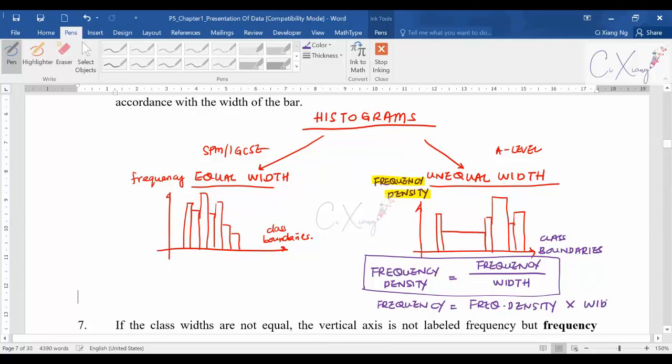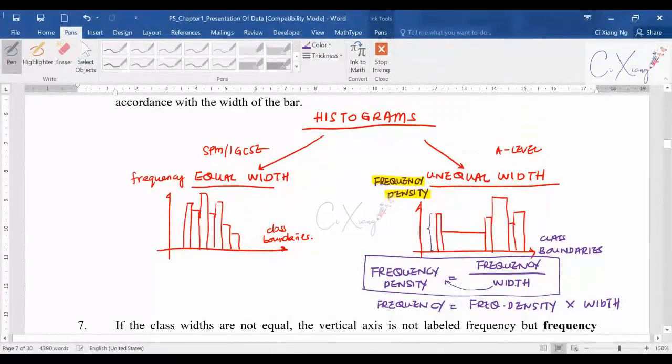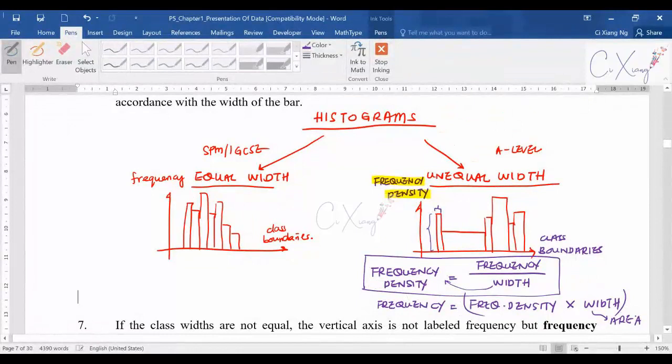multiplied with width. That means if you bring this up, it will become frequency equals to frequency density multiplied with width. So what is the frequency density? Frequency density is the height of the graph. What is the width? The width means the width of the bar. So when you take the height multiplied with the width, this whole thing is actually the area of the bar. Therefore, you can see that the frequency is equal or proportional to the area. So that's the meaning for the fact that we learned just now.